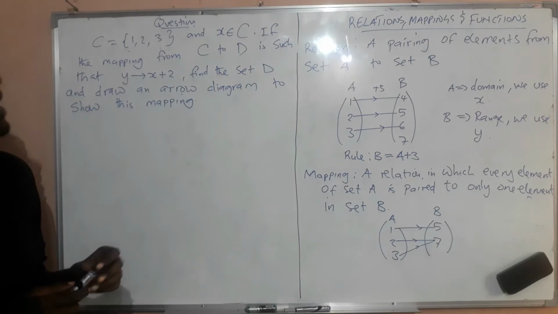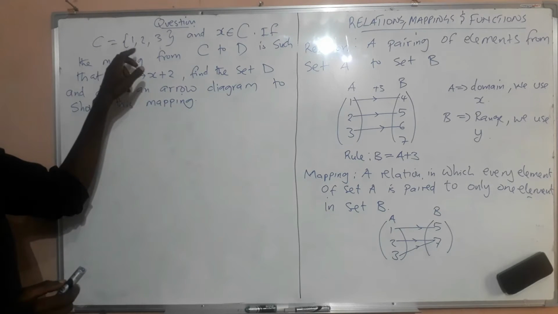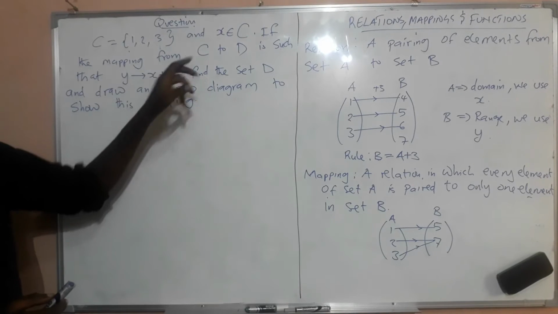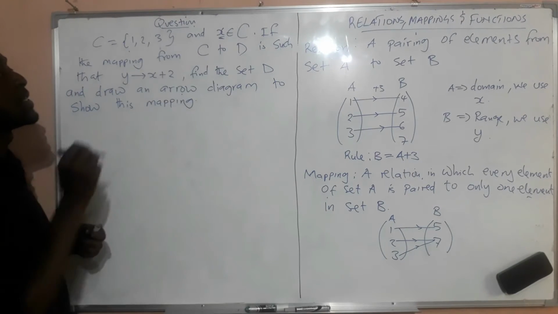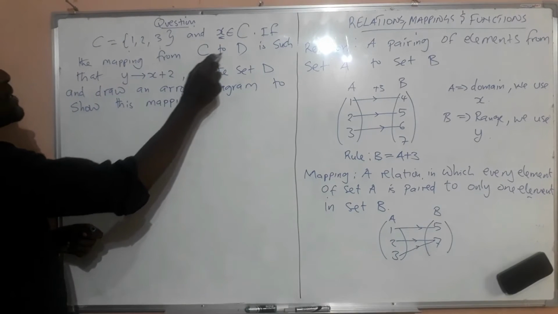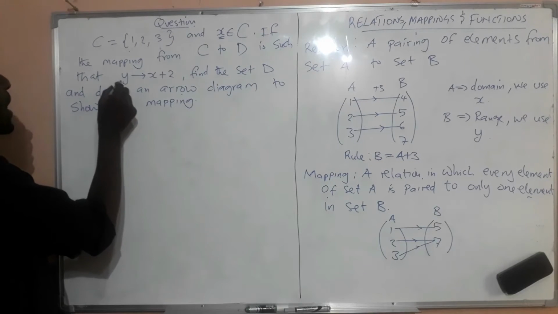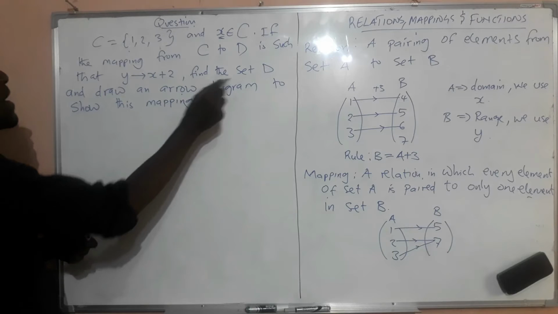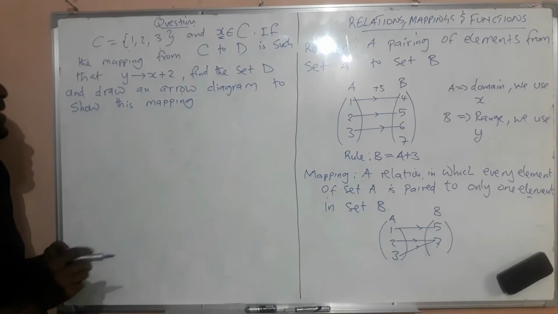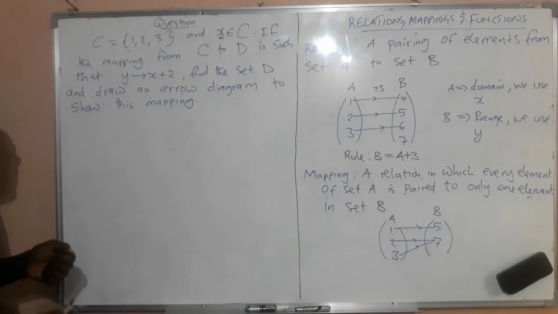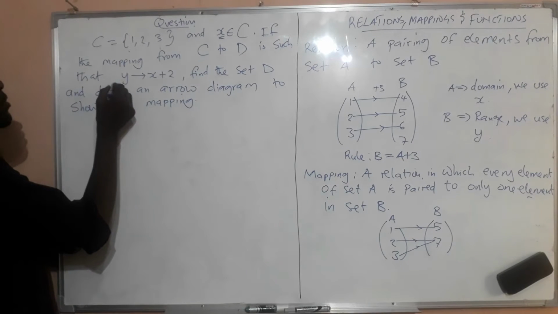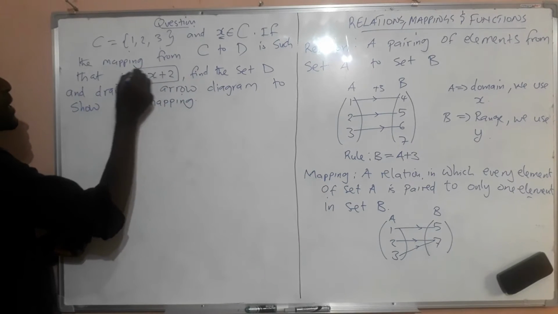So the first question says C is equal to {1, 2, 3}, and X is a member of C. If the mapping from C to D is such that X is mapped onto X plus 2, find the set D and draw the arrow diagram. So here's how we are going to find the set D. The rule that we are using to find the set D is this one here.